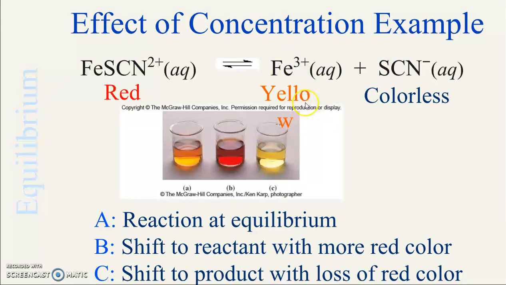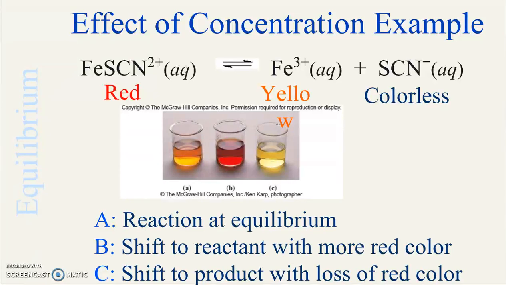If I add more products, then I'm going to shift it back to this color, and that's why it turns red. And then in C, I can shift it even more to products by adding more of the reactant. It's going to try to get rid of that reactant and turn it more into products, and that's why you see it more yellow. This is the type of stuff that we're going to do in the lab.